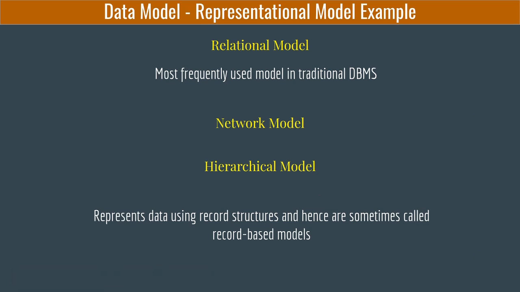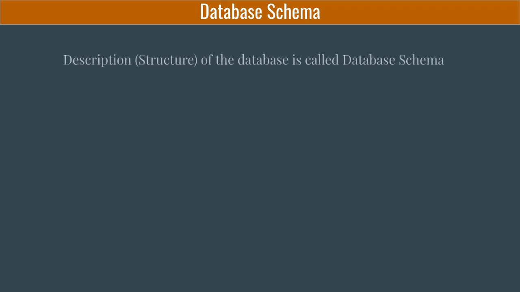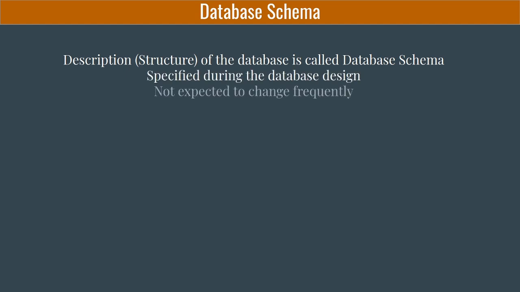Next, we will see some of the terms used when discussing data models, and the first term is database schema. So what is meant by database schema? The structure or description of a database is called a schema, and it is specified during the design of the database, and it is not expected to change frequently.